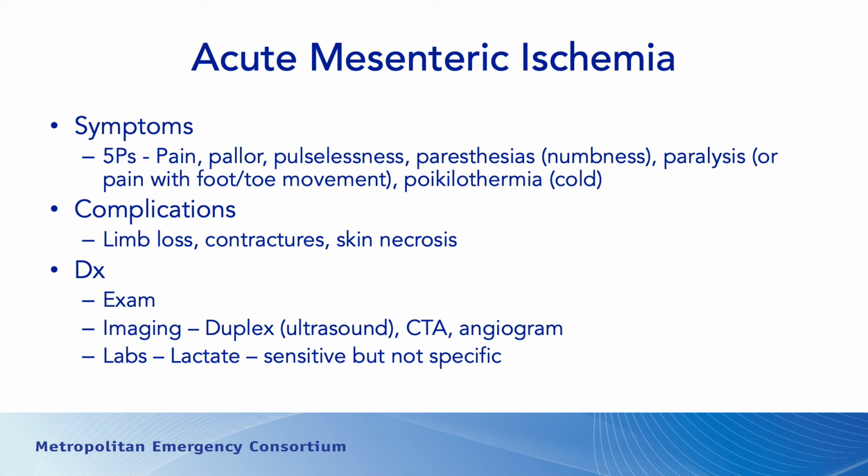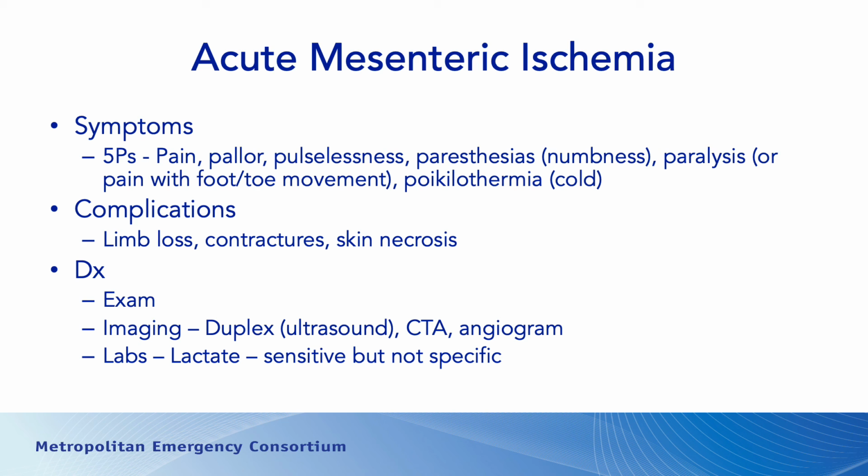Another way to assess for paralysis is not just can they move it, but do they have pain with movement? So if the patient's got a cold, pulseless foot, I ask them to move the foot and see if it causes pain with movement. And then poikilothermia, or coldness, lack of temperature. So those are the 5 Ps. They're always something to think about.